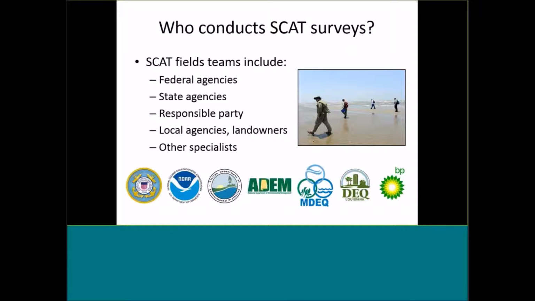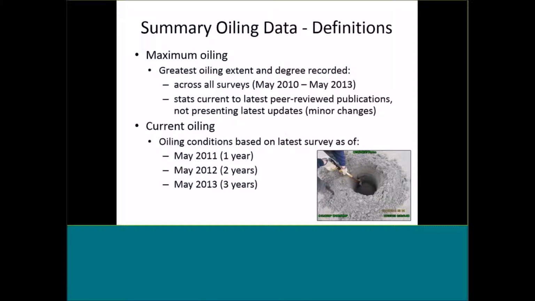Next. So a few definitions. You'll hear me say this one a lot, maximum oiling. So what maximum oiling or max oiling is, it's taking all the survey data together and always for each oiling segment or segment of shoreline determining what were the worst conditions in terms of level of oiling, degree of oiling ever recorded on that segment. And then you add all those up. So that's max oiling. You'll hear that. Then I'll also talk about oiling over different levels over different years, and what that will be is really current oiling. That would be the oiling conditions as of the last or the latest survey done for any shoreline segment, and we'll give you some stats in a time series to look at that.